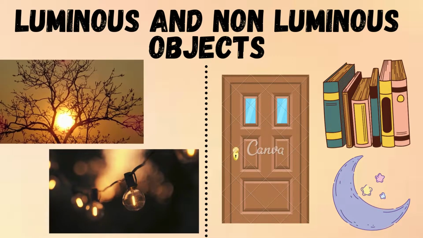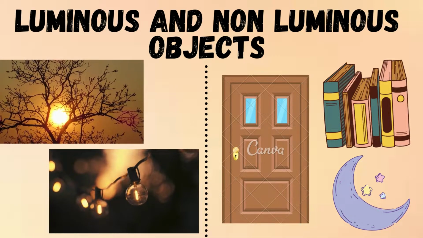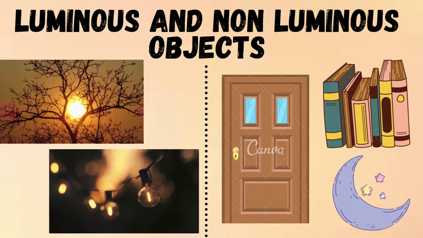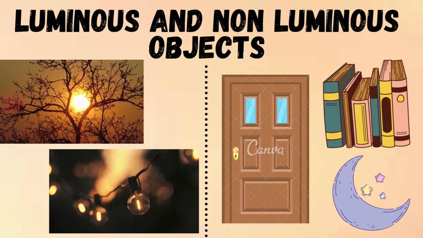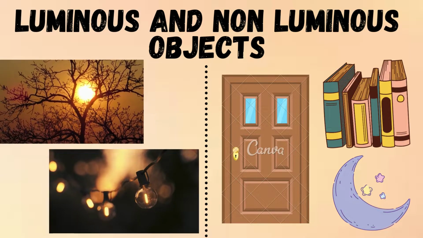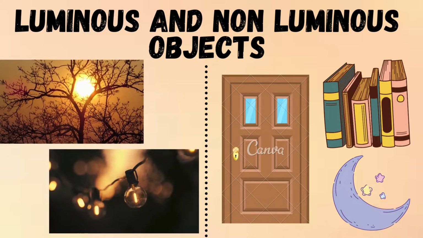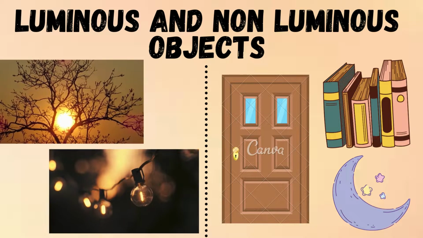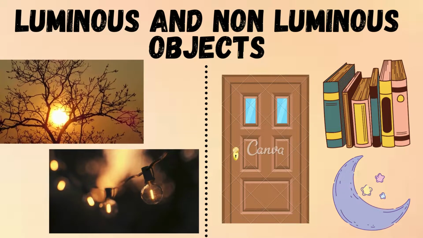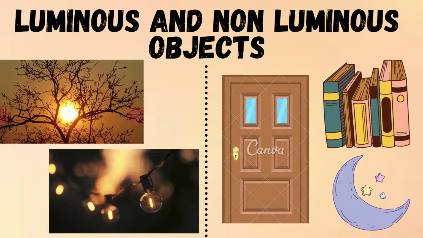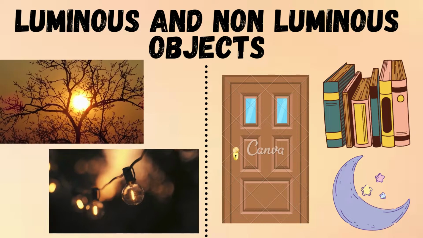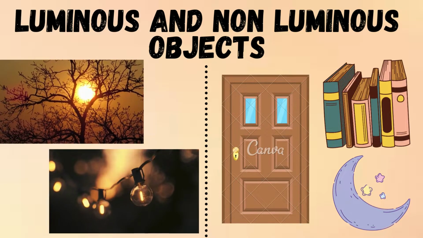Now let's learn about luminous and non-luminous objects. So luminous objects कौन से होते हैं? Luminous objects वो होते हैं जो अपनी लाइट खुद emit कर सकते हैं और non-luminous कौन से होते हैं जो अपनी लाइट खुद emit नहीं कर पाते. So luminous objects के बहुत सारे example होते हैं. Let's see the basic two examples. That is sun. Sun तो हम जानते ही अपनी लाइट देता है. And second is bulb. Bulb भी अपनी लाइट देता है.